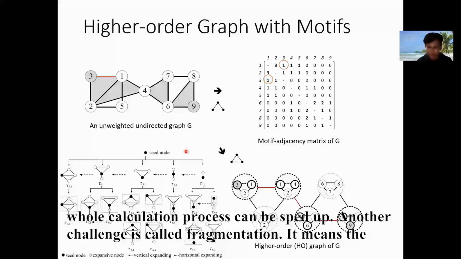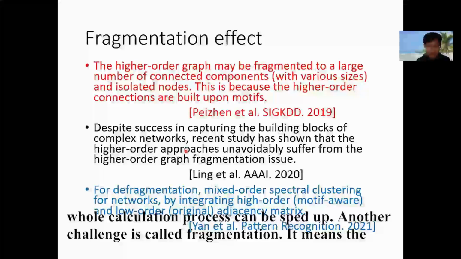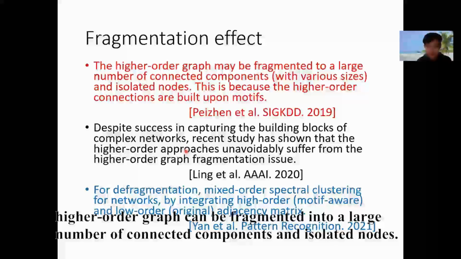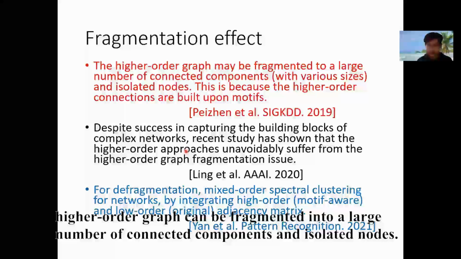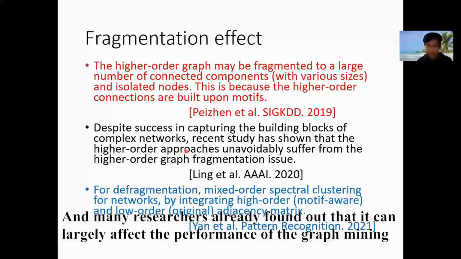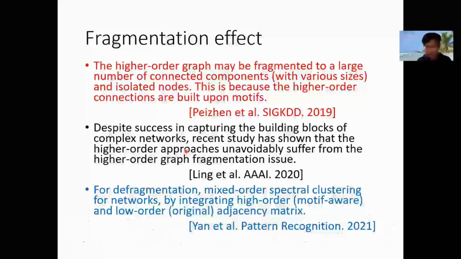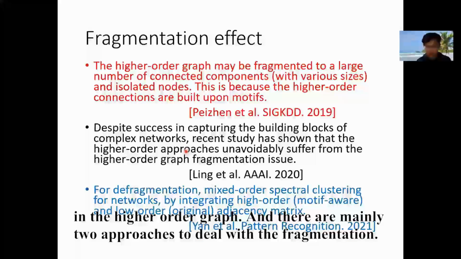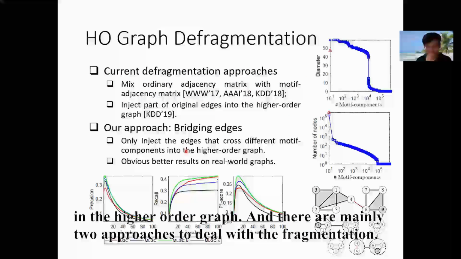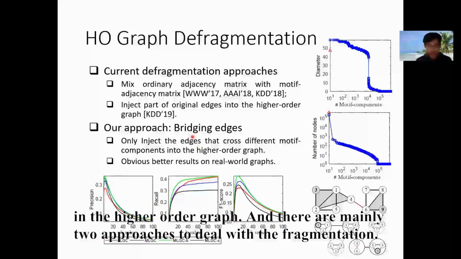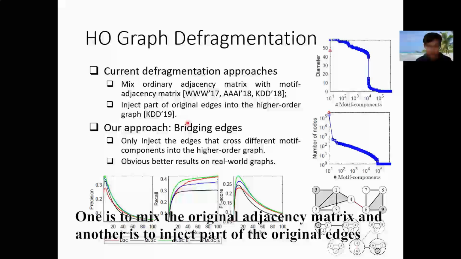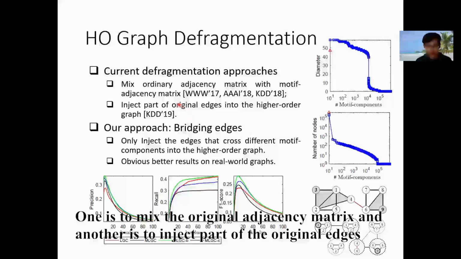And another challenge is called fragmentation. It means the high-order graph can be fragmented into a large number of connected components and isolated nodes. And many researchers already point out that it can largely affect the performance of graph mining in the high-order graph. And there are mainly two approaches to deal with the fragmentation. One is to mix the original adjacency matrix, and another is to inject part of the original edges into the high-order graph.